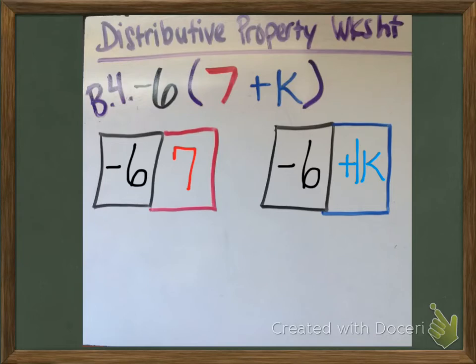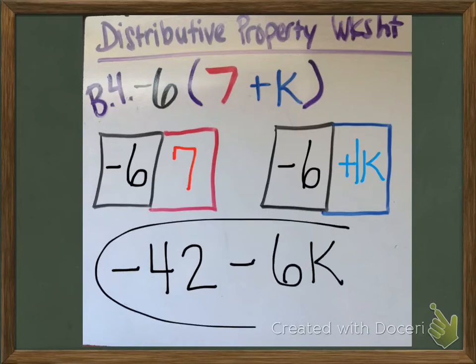Now it's time to solve. A negative 6 times a positive 7 is a negative 42. A negative 6 times a positive 1k is a negative 6k. Your answer is negative 42 minus 6k.